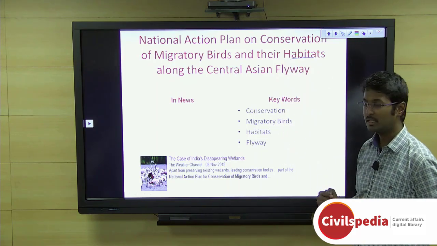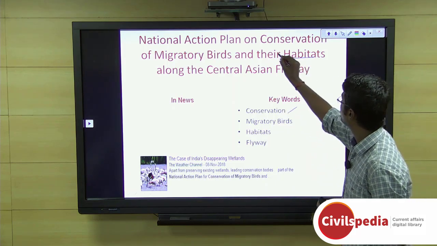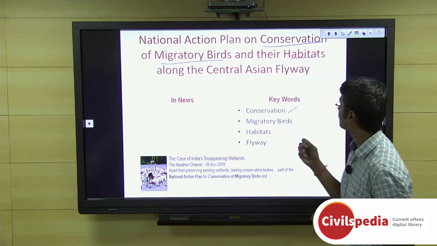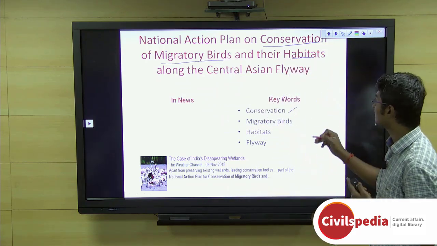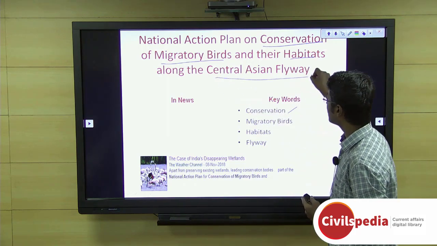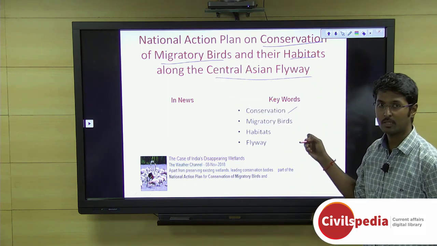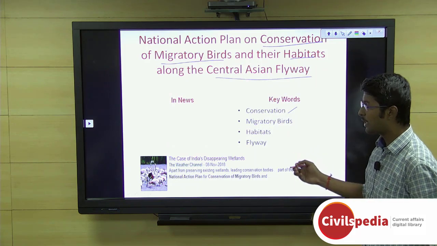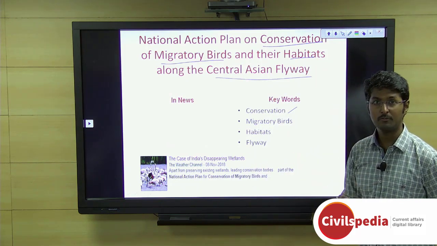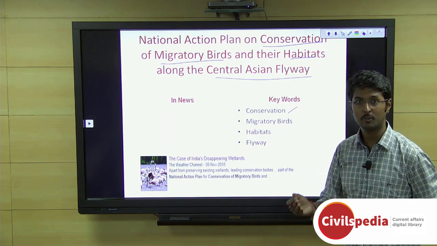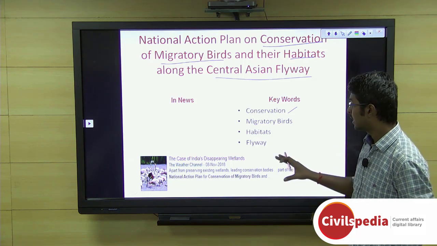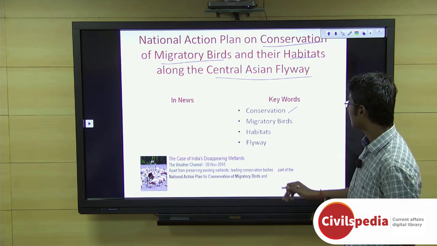The keywords that we need to know are conservation, the migratory birds, the subject of interest, the habitats of these migratory birds, and the Central Asian Flyway. So these are the 4 keywords under this topic that you need to know from a prelims point of view. And why it was in recent news is the case of India's disappearing wetlands. Whatever wetlands in India, might be in the rural areas or in the urban areas, are now slowly degrading. So they're disappearing. This is the recent news.